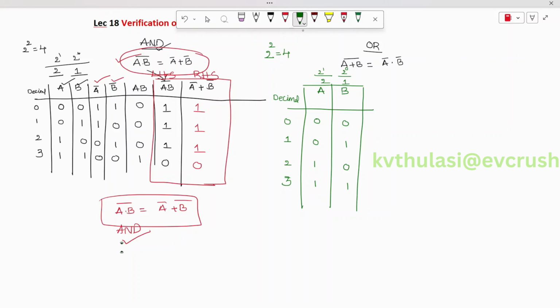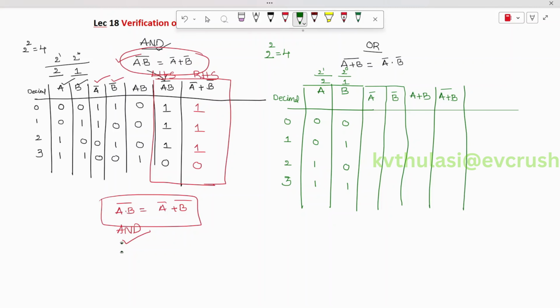So we need to perform the A bar value, and we need to perform the B bar value also. Then we need to perform the A plus B value, and then we have to perform the complement of this value, A plus B whole bar, and we have to prove this A plus B whole bar is equal to A bar into B bar. Okay, so these two columns you have to get the same. Now let us try to see here.